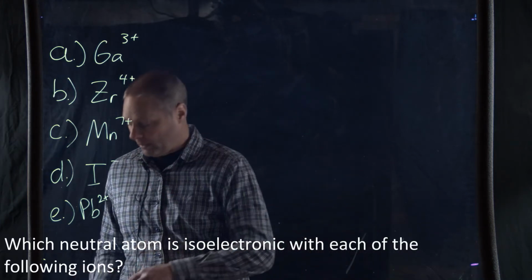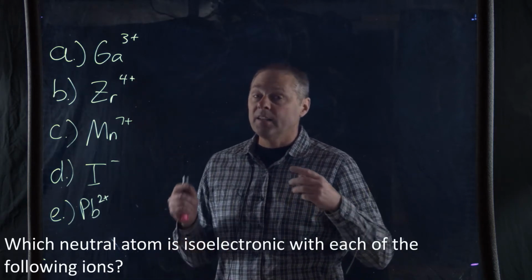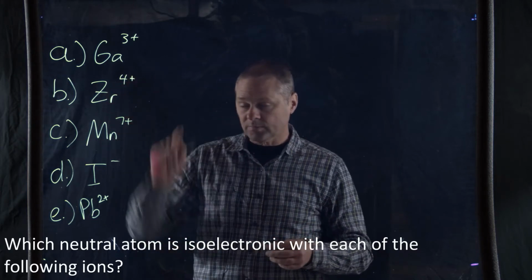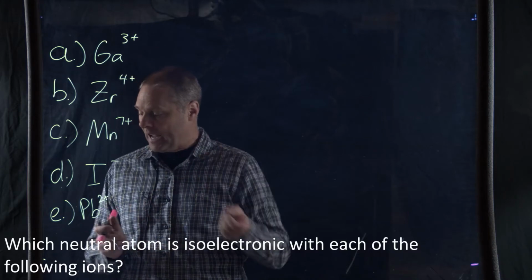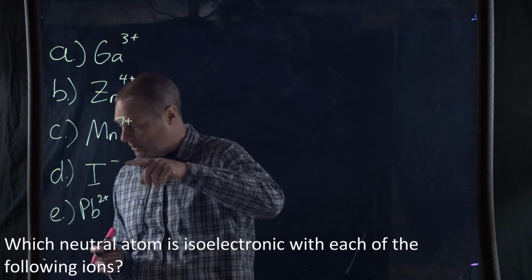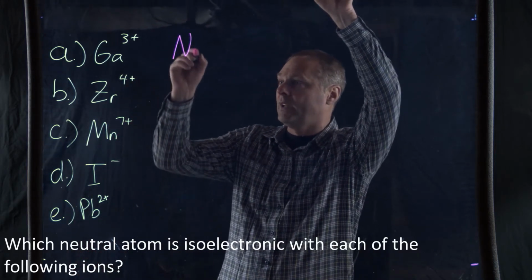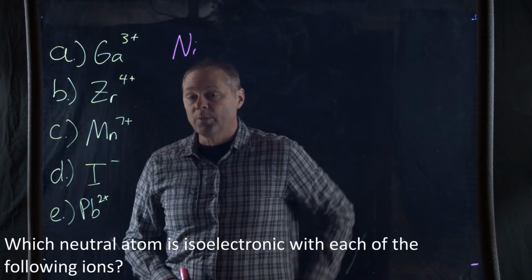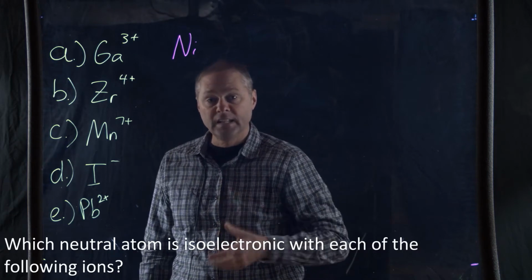So if we look at gallium 3+, gallium 3+ means I had to give up 3 electrons. The element that's going to be isoelectronic, which means it's going to have a neutral charge, with gallium 3+, you simply start at gallium and you go backwards 3 because it gave up 3 electrons. So you go backwards 3, and if you go backwards 3, you end up with nickel. So if gallium gives up 3 electrons, it will have the exact same electron configuration as nickel neutral.